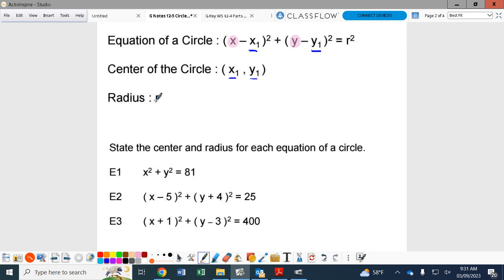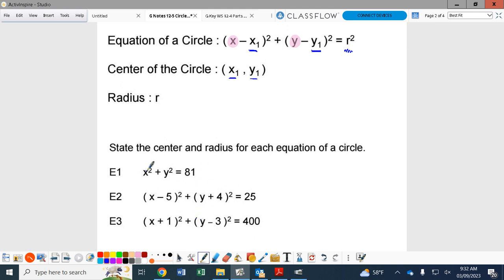Y'all know what the radius is in a circle. All you're going to do is take that radius and square it, and that's going to give you the number on the end. We can do that visually from a picture, or we can get it from the information that's in the problem. Let's show you what they look like when they're already written in the format of the equation.